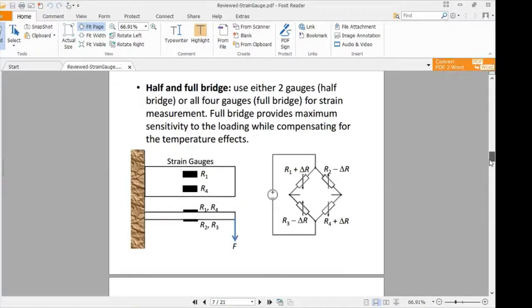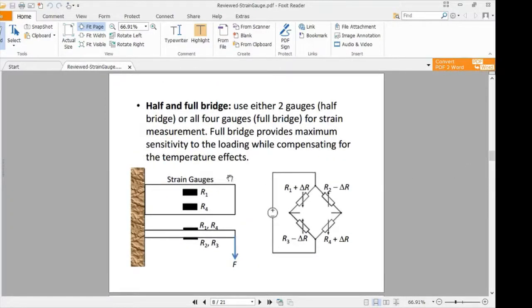Another, more useful form of the Wheatstone bridge is what we call the half and full bridge. We use either only two gauges, which is the half bridge, or all four gauges, which is the full bridge. In strain measurement, the full bridge, as shown in the figures below, provides maximum sensitivity to the loading, and at the same time it compensates for the temperature effects.